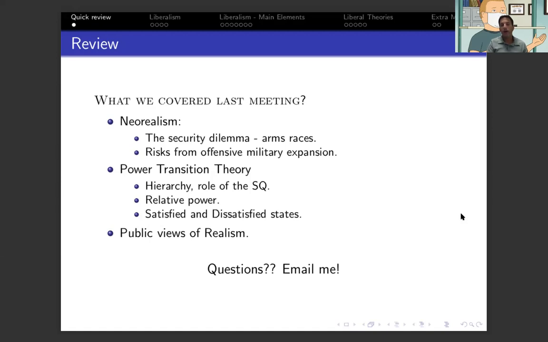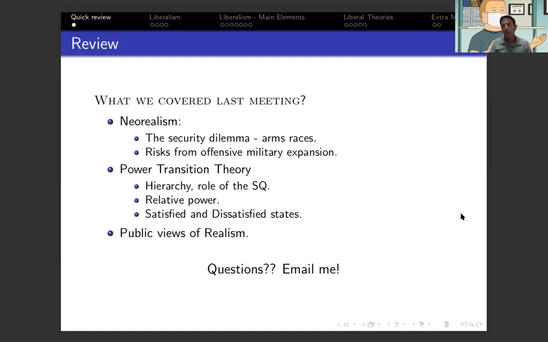And then we saw how much those kinds of views translate to policy preferences. Realist individuals tend to persist in those views even when they don't have a lot of information on the situation they face, and negative emotions play a role in amplifying those views. Those were some of the main findings related to public perceptions and realist views. If you have any questions in that context, you're more than welcome, as always, to email me.